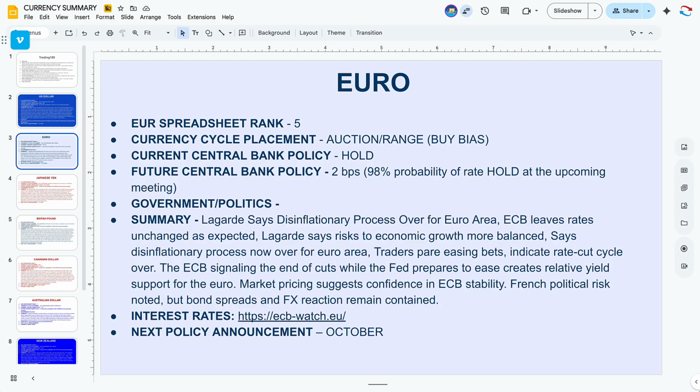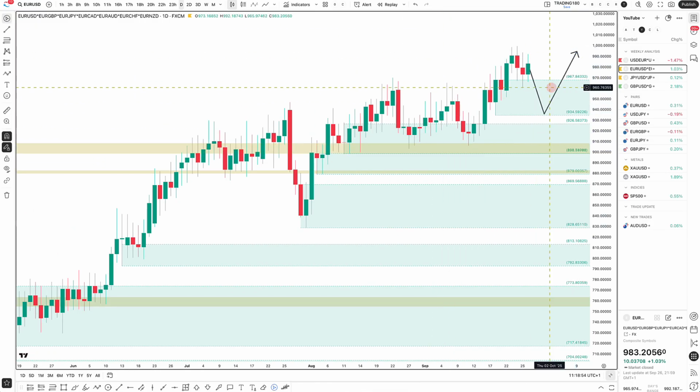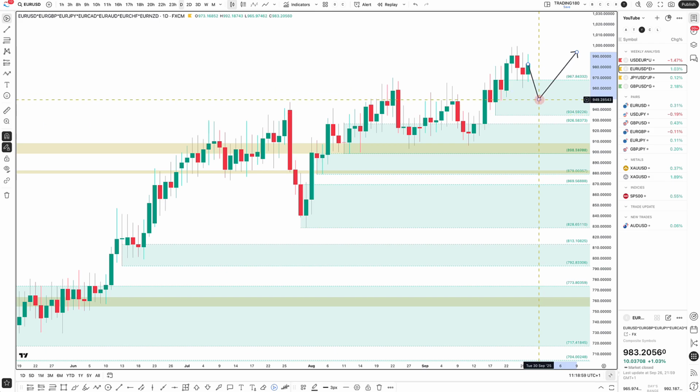But bond spreads and FX reaction remained contained. So there was some political risk, but really, I think the market has kind of looked past that for now. So the euro, for me, continues to be a buy. Just looking for really a bit more of a pullback before looking to buy the euro.